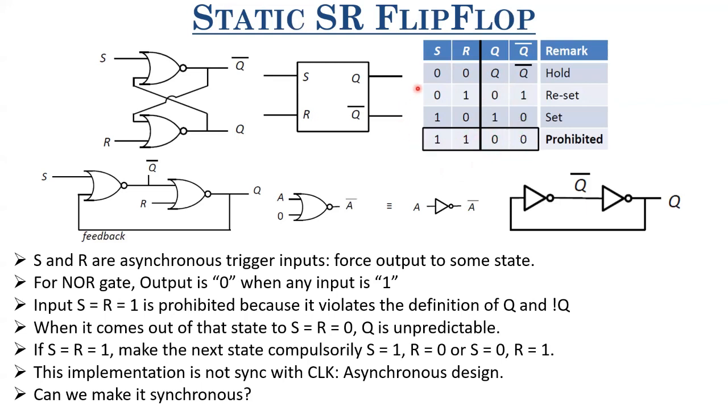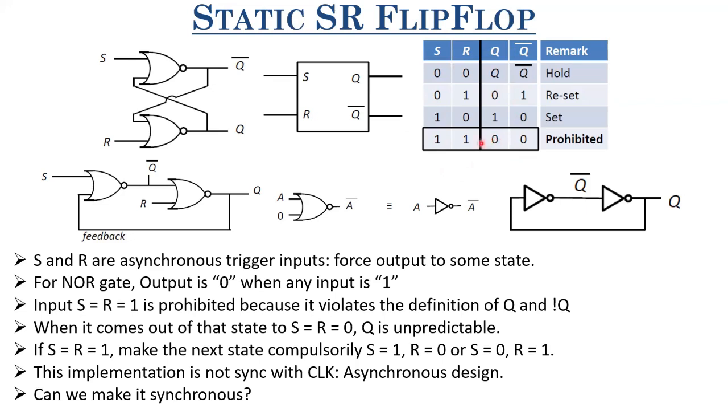The moment it goes to S equals 0, R equals 0, they have to be complements. But which one of them will be 0 and which one will be 1, you never know. It will depend upon the input that changes late, the input that goes last to 0. Right? So that will overall affect. So it's again a race condition.